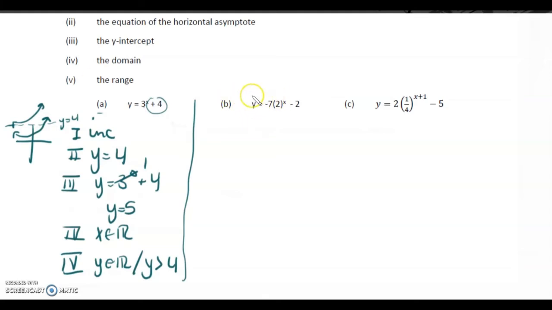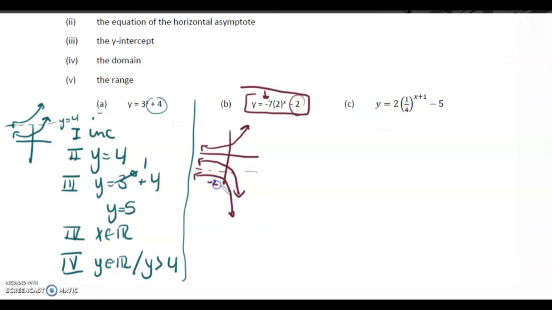Okay, so for B, we have our base graph is 2 to the x, which is going to look like this. Now the stretch doesn't matter, it's going to look the same, it's just going to be stretched. But we're going to reflect it in the x-axis, which is going to make it look like this. Then we're going to move it down 2, which is going to make it look like this at -2. I shouldn't put that there, that looks like a y-intercept. Let's go -2 here.